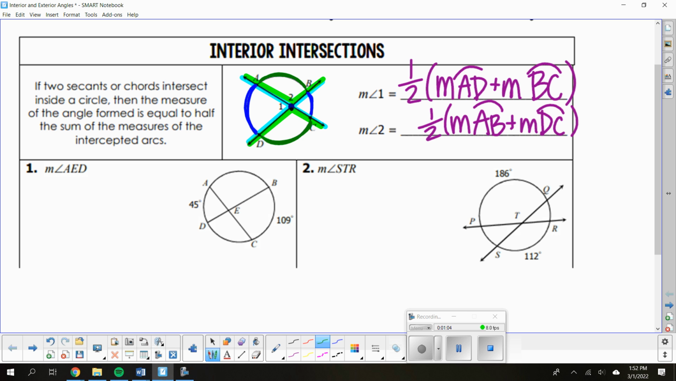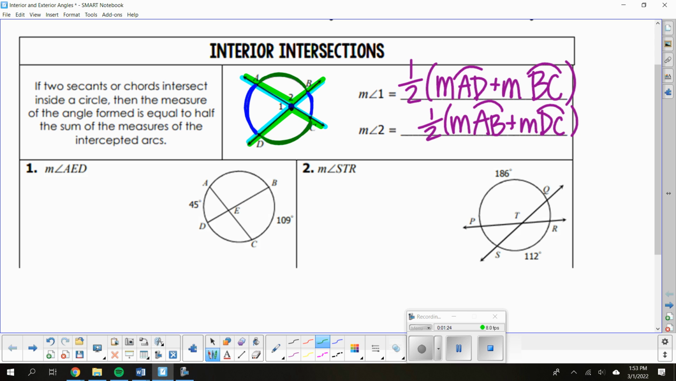Looking at that, that's going to determine the fact that we need a different formula. To find the measure of angle 1, we're going to take half the measure of both of those arcs added together, so the average of both of those arcs. And then to find angle 2, we would take half the measure of both of those arcs added together.